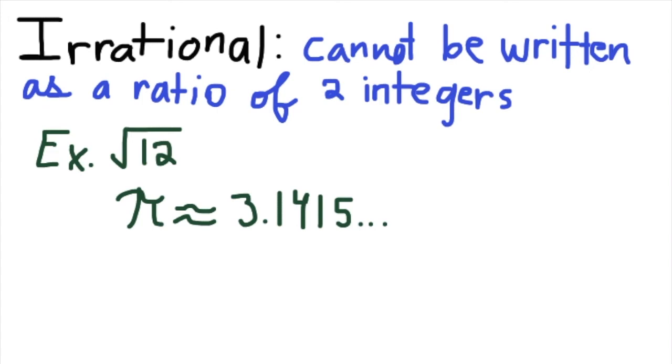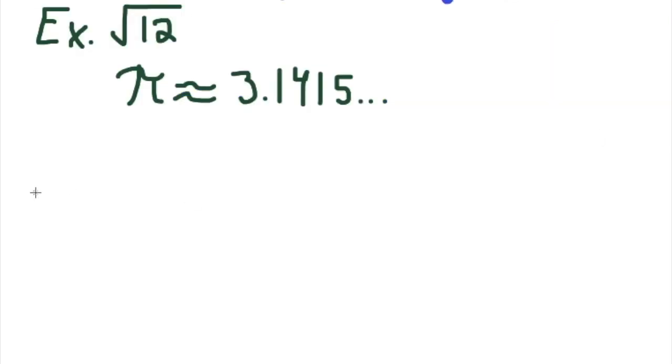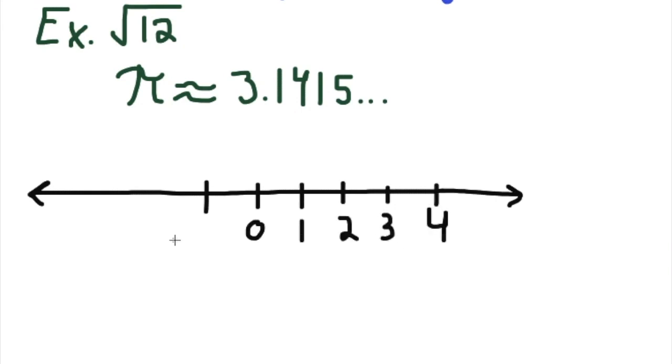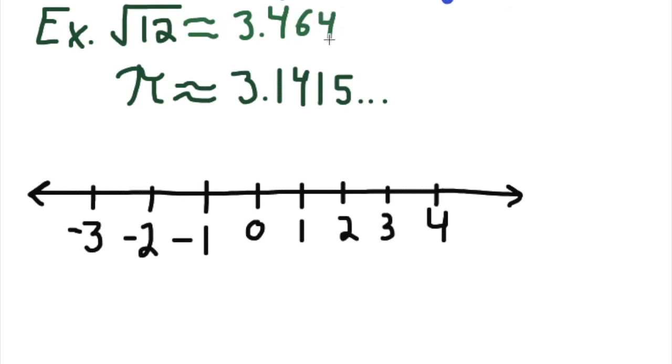If you notice, the square root of 12 and pi, which are two of many examples of irrational numbers, can be plotted on the number line. Square root of 12 is approximately 3.4641, and there's more digits to add for that, but that can be shown on the number line. And pi, which is 3.1415, and there's more digits after that, can be plotted on the number line as well. So remember that rational and irrational numbers are categories of real numbers.